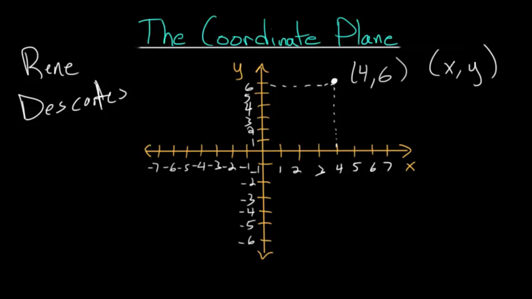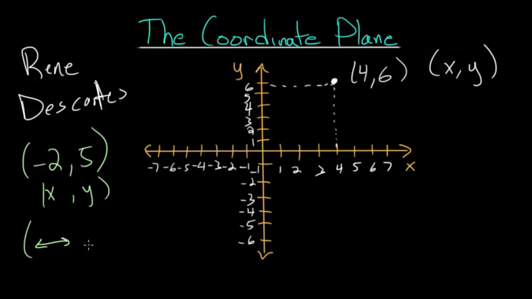And then if I flip the question around and say, where is the point -2, 5? Remember, we find the x value first, then the y value. Whereas x is how much we go left and right, and y is how much we go up and down. So we go -2 to the left, that's here, and then we go up to +5. That would be right there. So that is the point -2, 5.